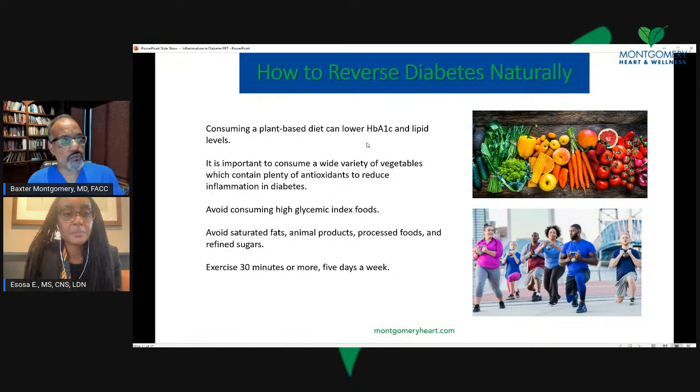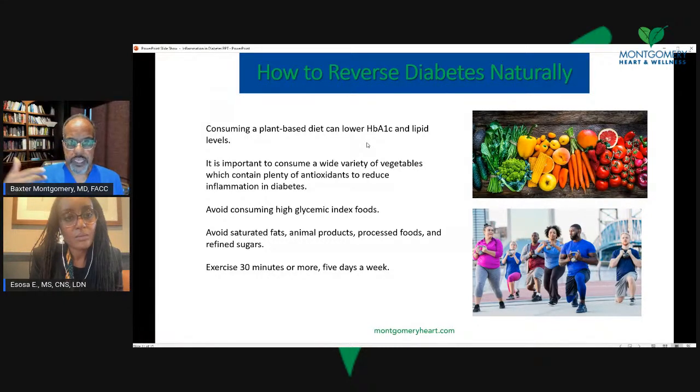It's important to consume a wide variety of vegetables, avoid consuming high glycemic index foods. Now, we are pretty liberal with the consumption of fruits early on with our diabetics. However, we see how they do, and most of the times they do pretty well. So we don't fuss over the glycemic index early on in a raw detox. If they have trouble, then we'll back off on the high glycemic index foods. But that's just kind of a clinical judgment thing that we make in our facility.